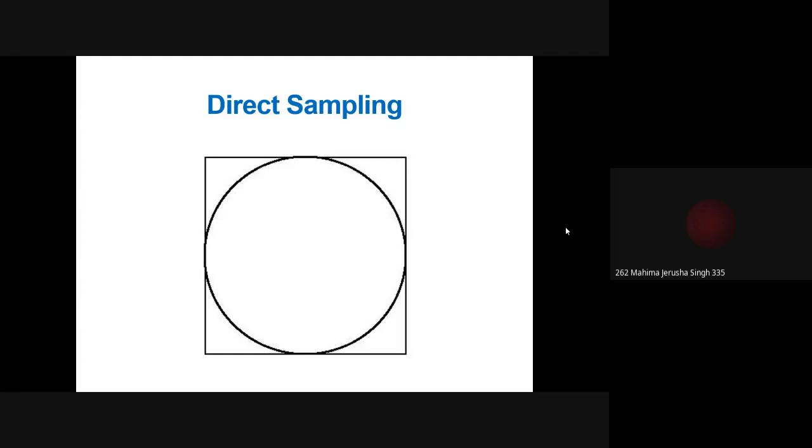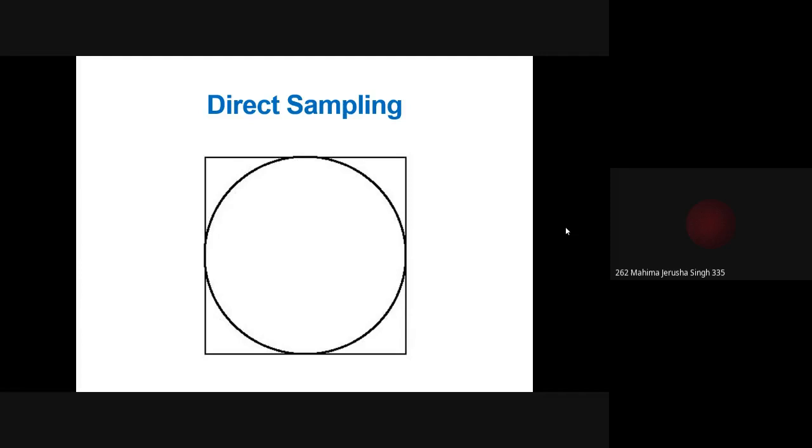So the first instance that we take into consideration is direct sampling. Now, to gain a basic understanding of how this works, we'll consider a diagram of the square and the circle, as I told before. And the circle is drawn inside the square. Suppose in order to imitate a data set of values to be sampled from, we use pebbles. Now these pebbles are thrown at random into the square.